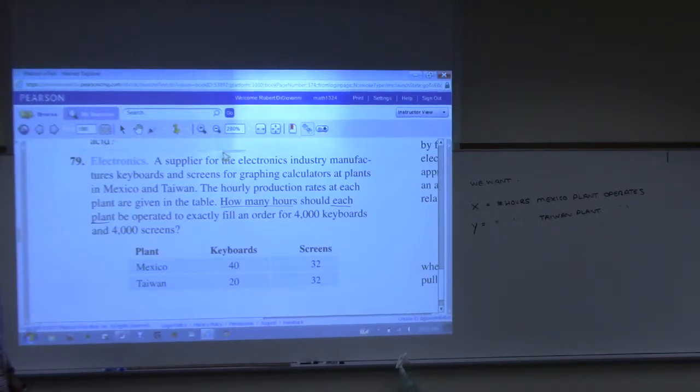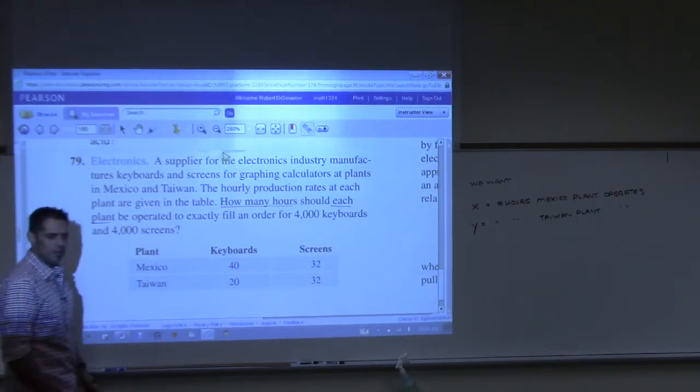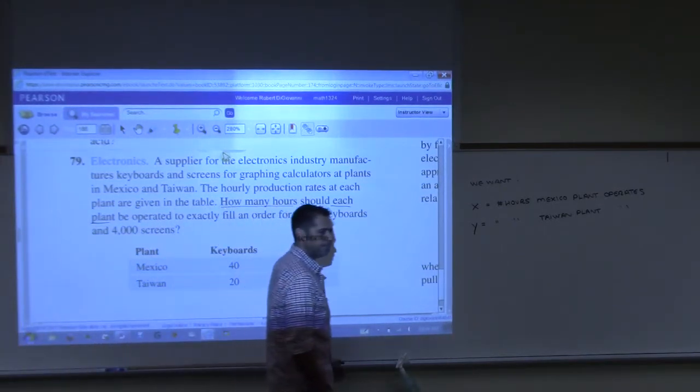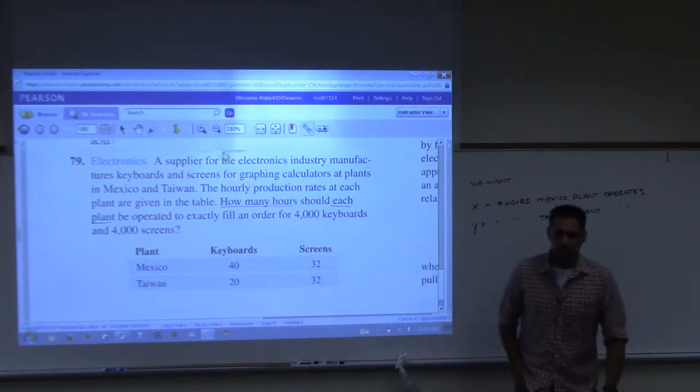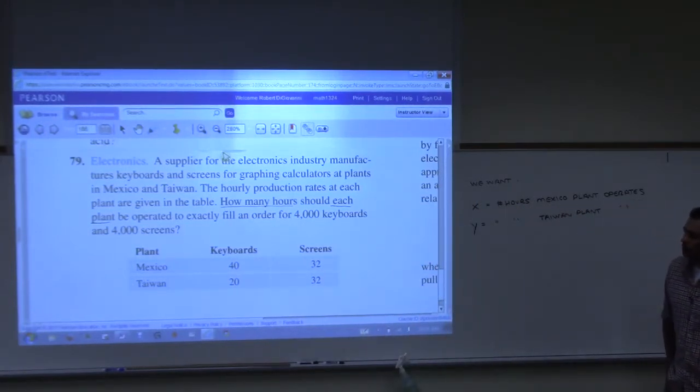I'll give you a hint: you're going to need a system of equations because you have two things you're solving for, X and Y. So you should be able to come up right now with two equations. Can anybody come up with the two equations? 40x plus 20y equals 4,000.